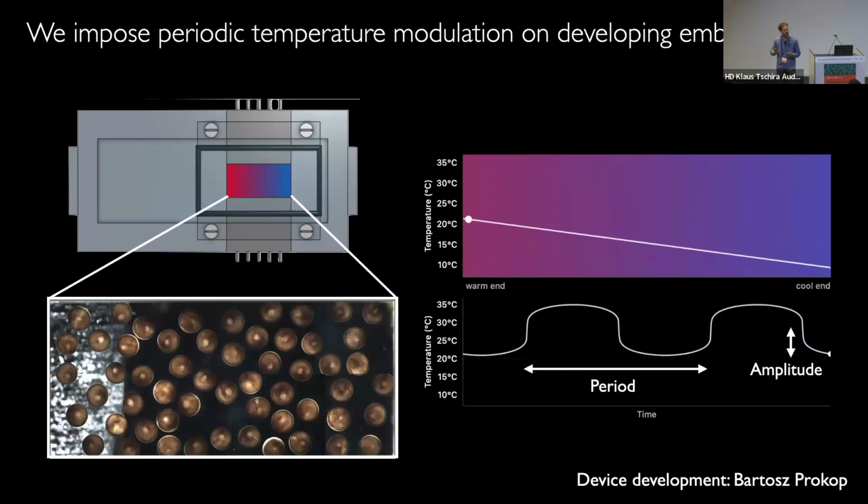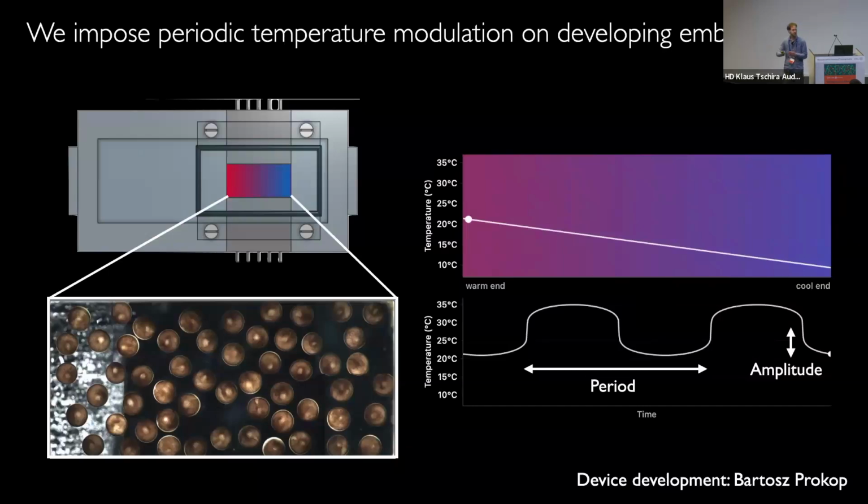And in order to look at how the oscillator responds to changes in temperature, we built, together with a previous PhD student, Bartosz Prokop, this sort of system and this device which electrically controls the temperature on two sides, and it creates this spatial gradient in temperature over the device where you have a population of embryos that sits in it and feels all different temperatures at the same time, and we can image that live.